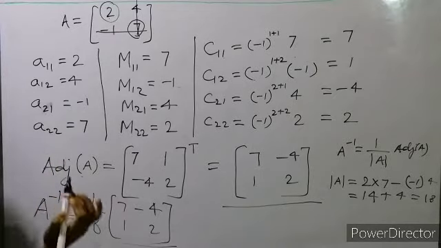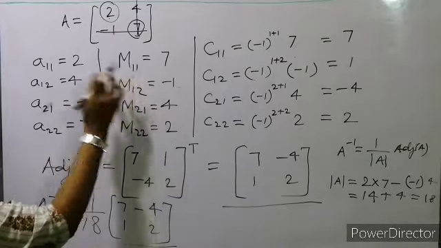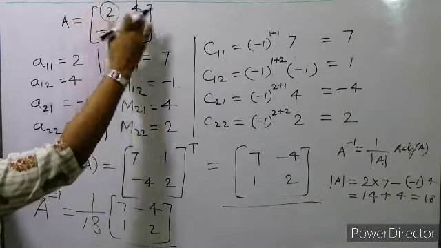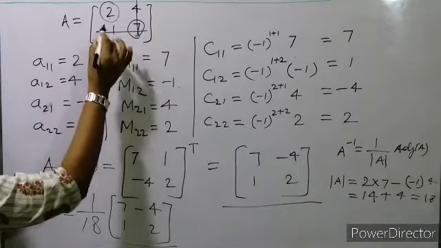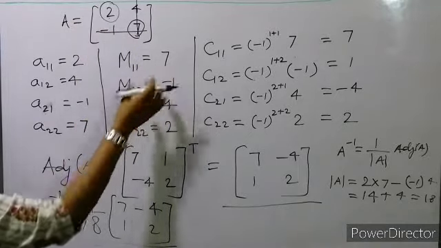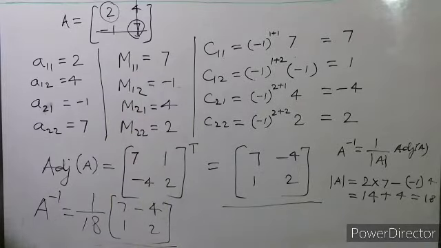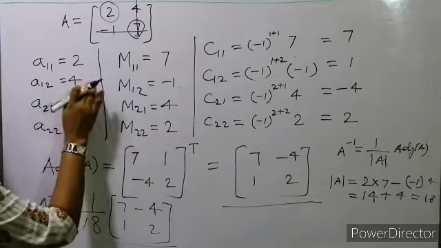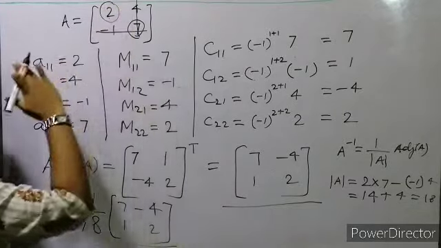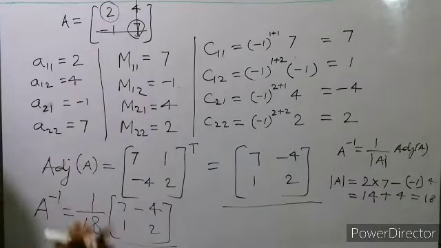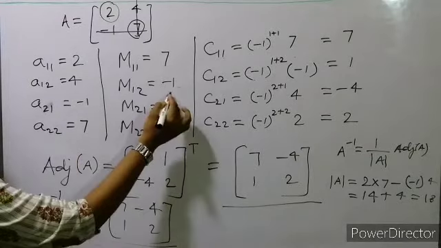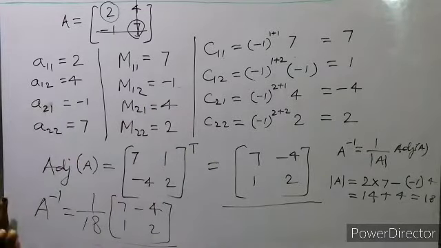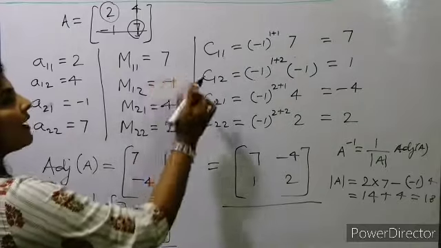Okay, now you have to find out the minors. So minor 1 1 will be, just keep this row and this column, and what is left behind, that is 7. Similarly you have to write the others. Whichever element is written here, like 4, you have to leave the row and column of that 4, and whatever is left, that you have to write here, that will be the minor. Okay, now what is a cofactor?